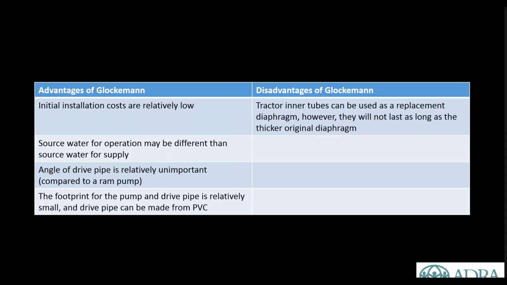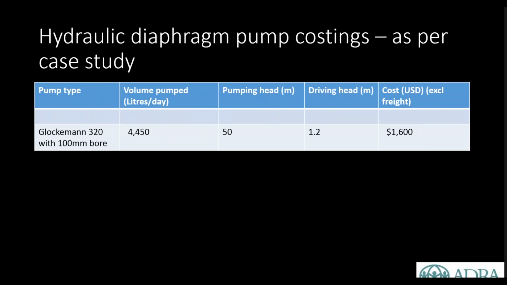So tractor tubes can be used as a replacement, but they're not as thick as the original diaphragm, so it's unlikely that they're going to last as long. So the pump that you just saw a photo of is a Glockerman 320, and it has a 100 millimeter diameter bore, which means the shaft inside the pump is 100 millimeters in diameter. It's not the diameter of the pipe that goes from the pump to the tank, and it's not the diameter of the drive pipe. There's actually a bore inside that pump, which is 100 millimeters.